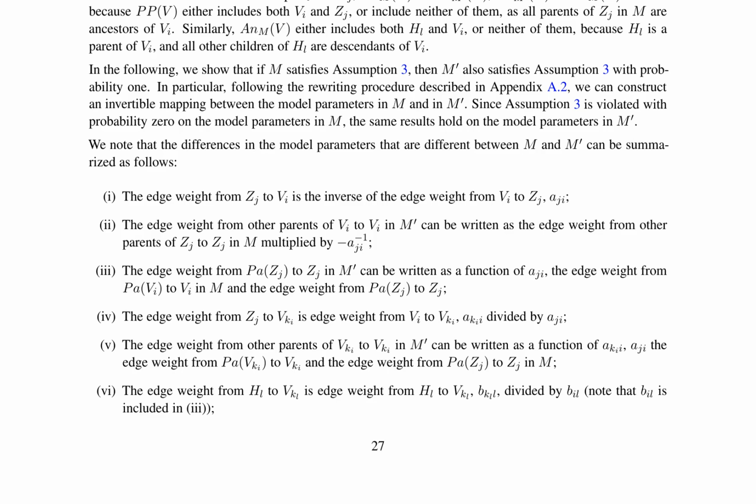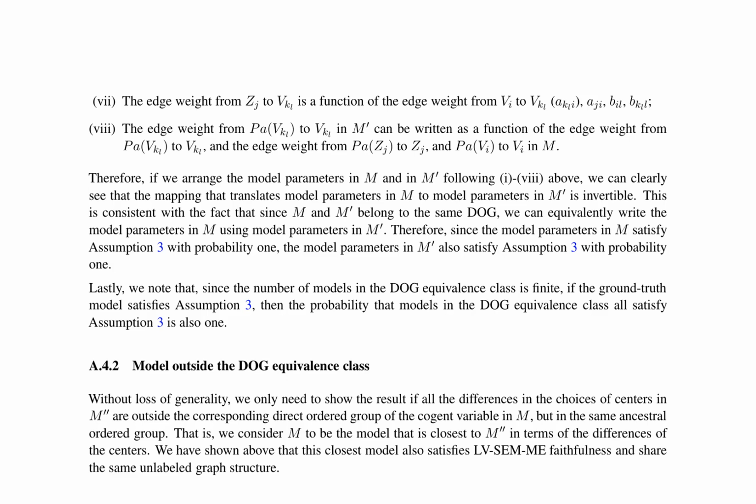A mapping sigma M is constructed between variables in Z union Y, and another mapping sigma N is defined between variables in VC union H. These mappings demonstrate that for all variables V except V' and Zj, the parent and ancestor sets in M and M' are equivalent. The model parameters in M and M' are related through an invertible mapping, as described in I.V. This mapping translates model parameters in M to model parameters in M', ensuring that if M satisfies assumption 3 with probability 1, then M' also satisfies assumption 3 with probability 1.